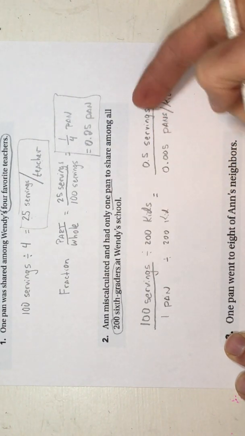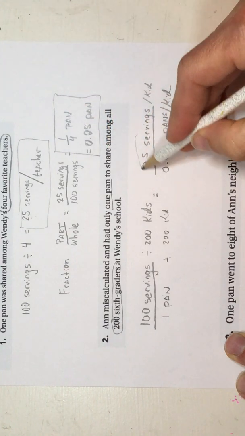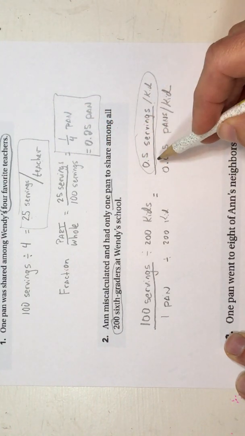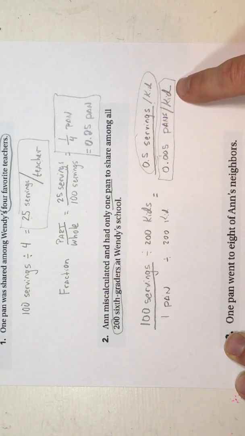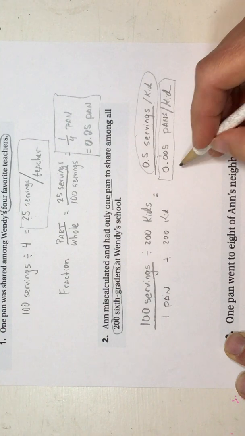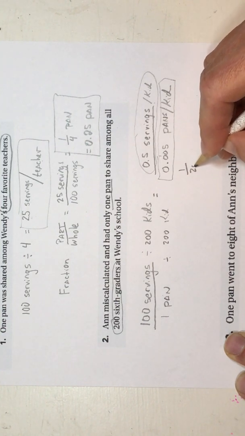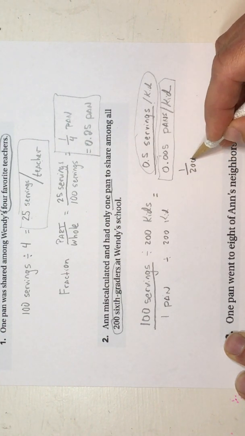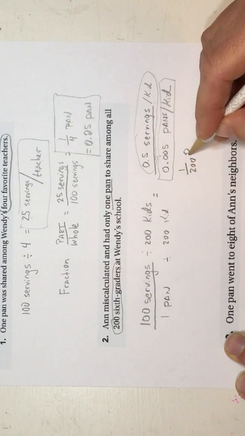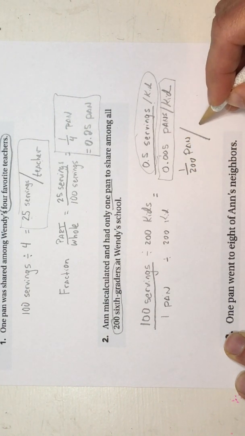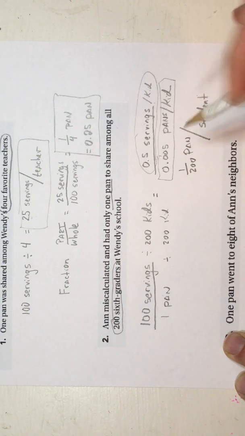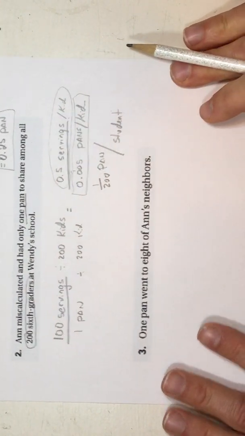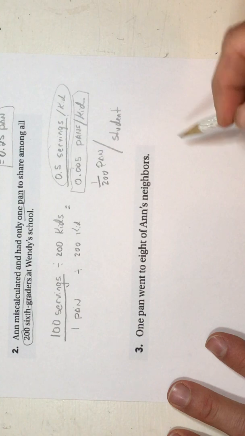So really, this ratio answers both of the questions. There's our answer expressed as servings. There's what decimal of a pan each kid gets. And if you have 200 people sharing something, 0.005 is 1/200th pan per student or kid or sixth grader, however you want to say it. So these two are equivalent. Okay, last one. One pan went to 8 of Anne's neighbors.